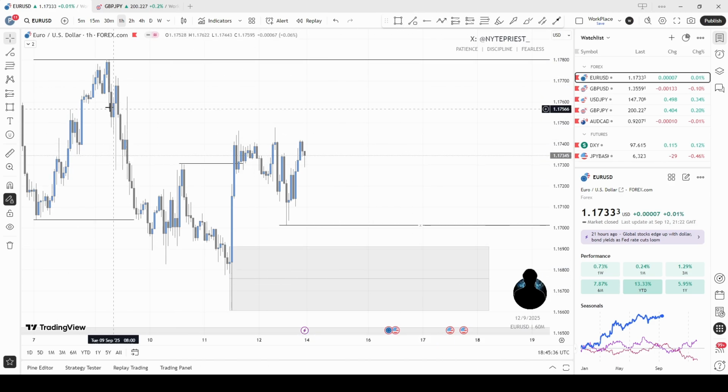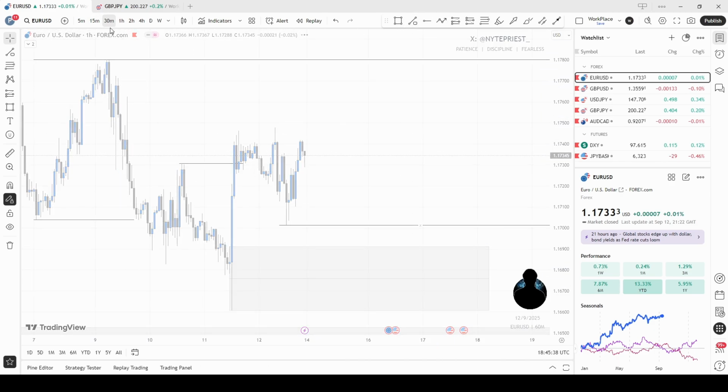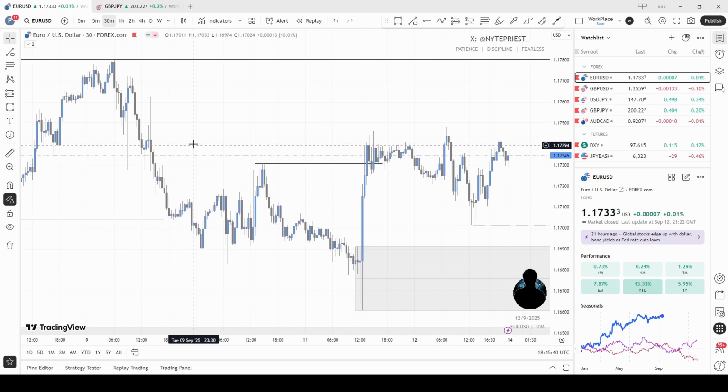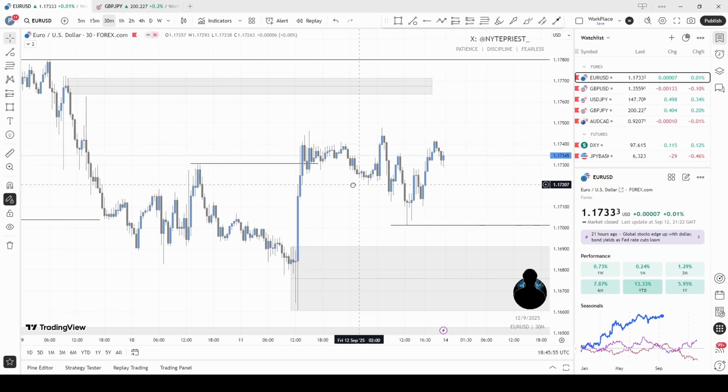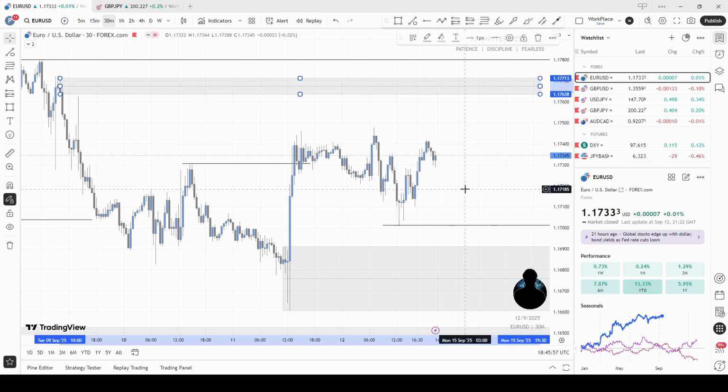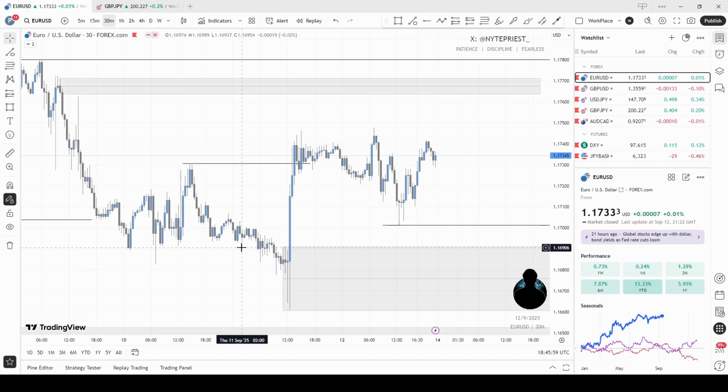So I'll be looking down to the 30 minutes time frame and see what the price action has for me. On the 30 minutes time frame, we're having this other block, which is a supply, which has not been retested. We have a small imbalance between. Okay.